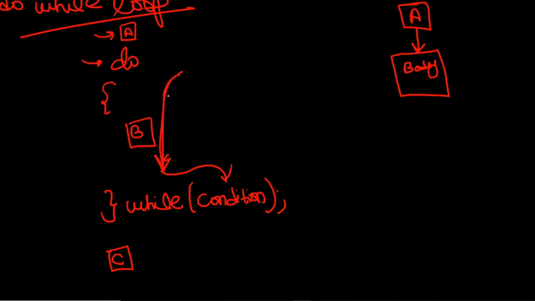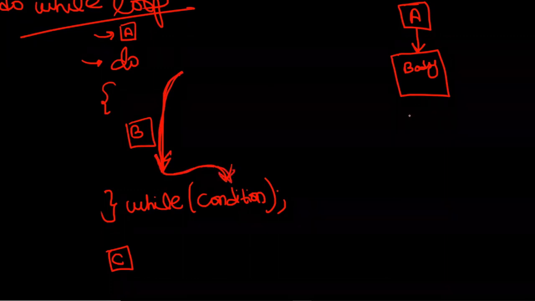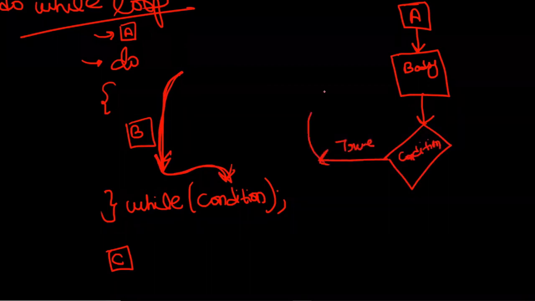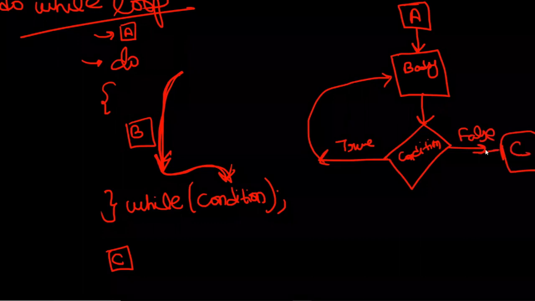Now after this do block has been executed once, I go to check the condition. So after the body has been executed, then I go to the condition check. Now let's say the condition evaluates to true, then we will again go back and execute the body of the do block. Then again check the condition. If it is true, again go to the body. This loop will keep on going. And the moment the condition evaluates to false, we will come outside the do while structure and execute the code that is after it.